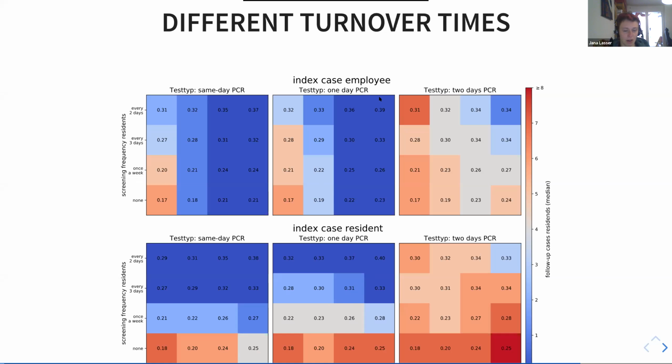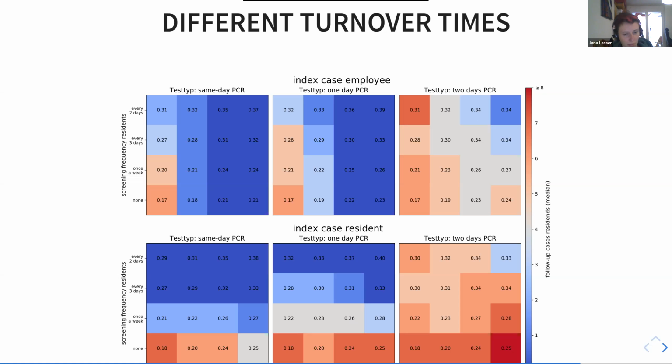So if you compare the same test technology, which is PCR, but you vary the turnover time from same day on the left to 1 day in the middle to 2 days on the right, you see what it does to the system if you have to wait longer for test results. And as you can see in the 2 days case, it looks quite catastrophic. So there are basically no screening scenarios left except for the everybody every 2 days scenario in the top right, where you manage to reduce outbreak sizes to an acceptable size.